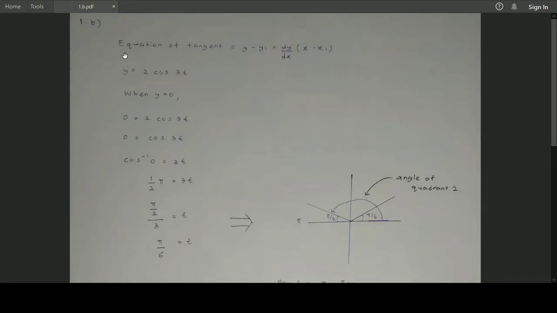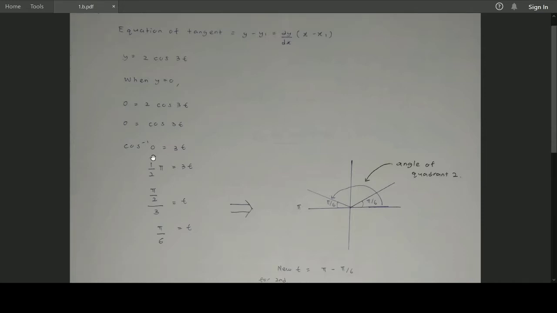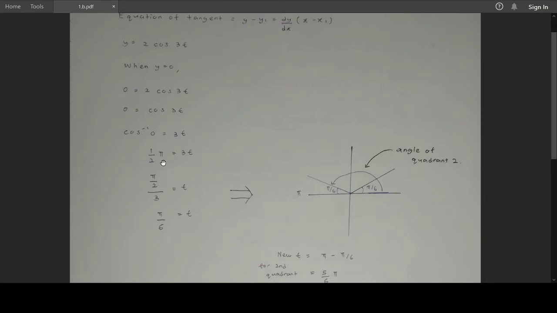First of all, we need to know the formula of the equation of the tangent, which is y minus y1 equals dy over dx times x minus x1. We write back the equation of y, which is y equals cos 3t. From the question, when y equals 0, we insert the 0 value into y, so 0 equals cos 3t. Then we move cos to the left-hand side, it becomes cos to the power of negative 1, 0 equals 3t. We solve the cos inverse using calculator.